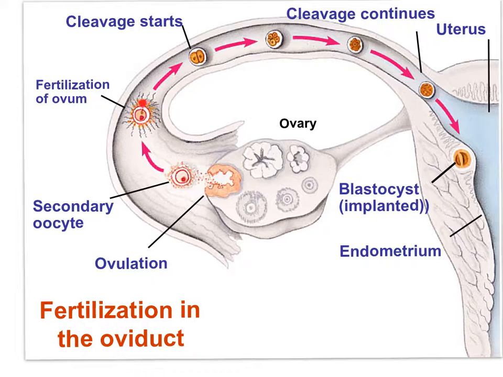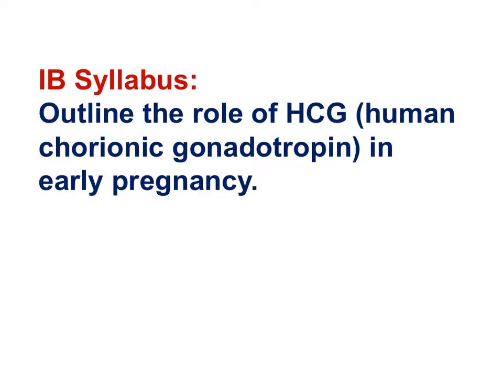Once fertilization happens in the oviduct, the diploid zygote rapidly undergoes mitosis to become a blastocyst that implants in the uterine wall. With pregnancy, the embryo secretes HCG that targets the ovary, specifically the corpus luteum. HCG, as a hormone secreted by the embryo, sustains the corpus luteum for the first 3 months of pregnancy. The corpus luteum continues to secrete progesterone and estrogen to maintain the endometrium where the embryo is growing into a fetus. Here is the relevant IB syllabus statement: outline the role of HCG, human chorionic gonadotropin, in early pregnancy.